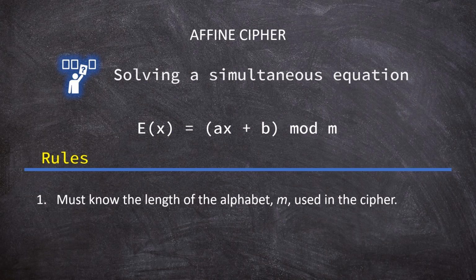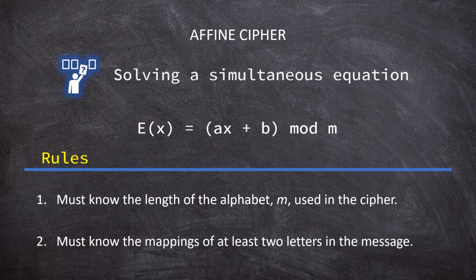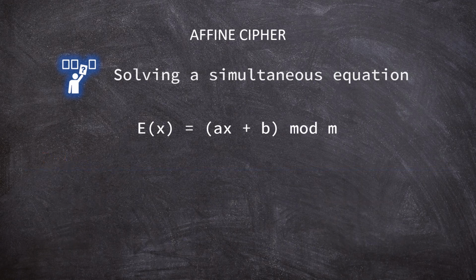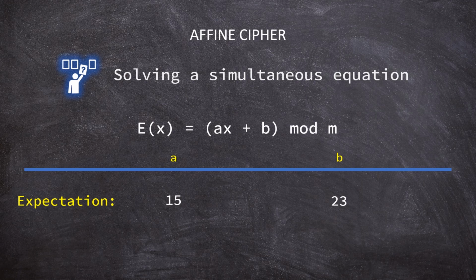For the second rule, we need to know the letter mappings for at least two letters in the message. We can go about finding these two letters using other methods like frequency analysis or just plain old guessing. But either way, we need to know the mappings for at least two letters in the message. And before we get to the example, let's just take a quick second to remind ourselves exactly what we're looking for here.